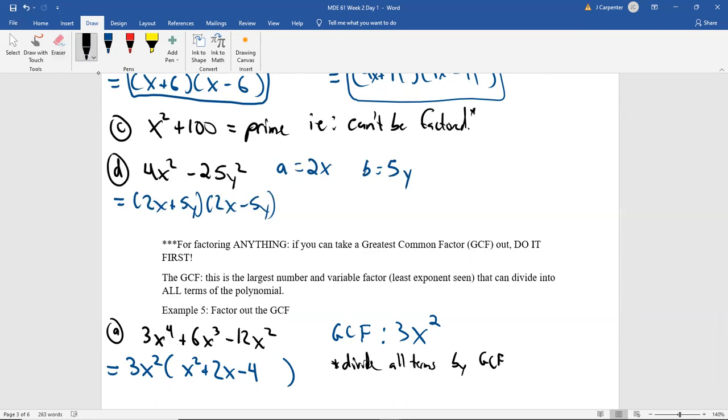If you don't trust this, you can distribute to check. 3x squared times x squared, 3x to the 4th. 3x squared times 2x, 6x cubed. 3x squared times negative 4, negative 12x squared. Checks out.